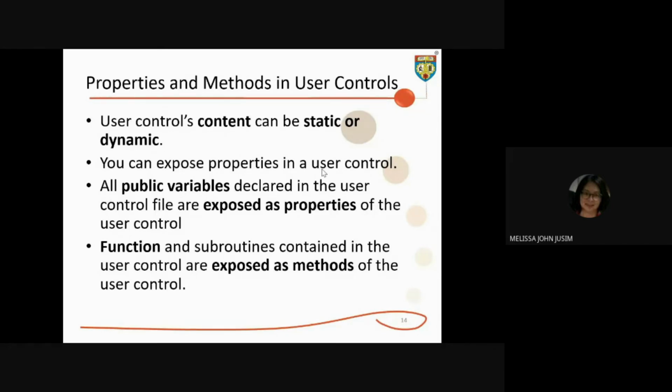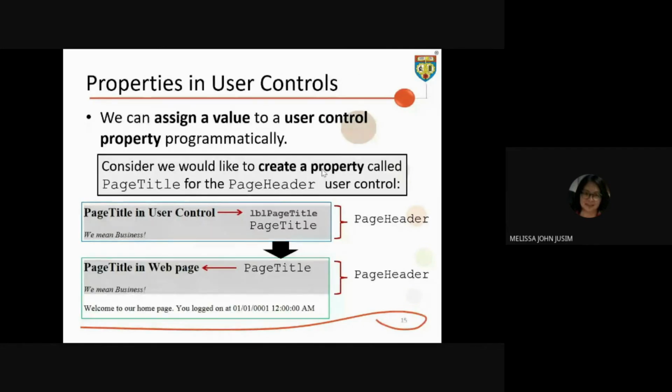The public variables that you declare in your ASCX file will be exposed as properties of the user control. And if you have any function in your user control .ascx, then they will be exposed as methods. Now let's take a look at this example.